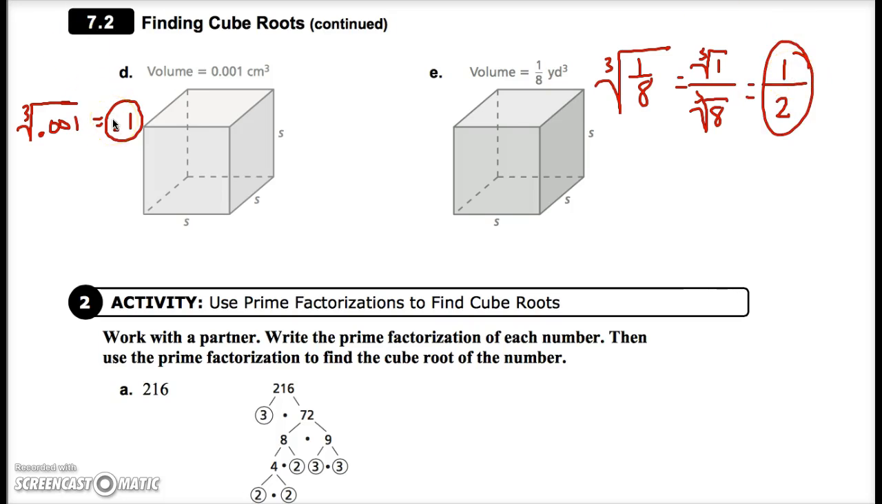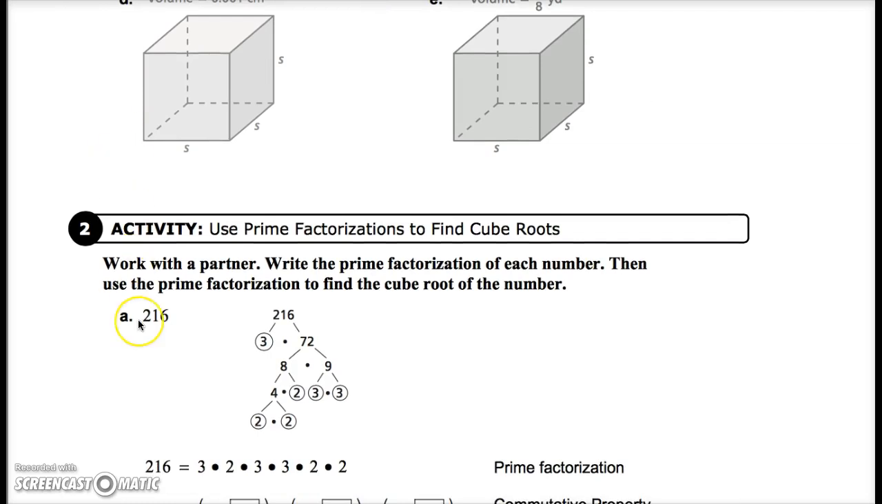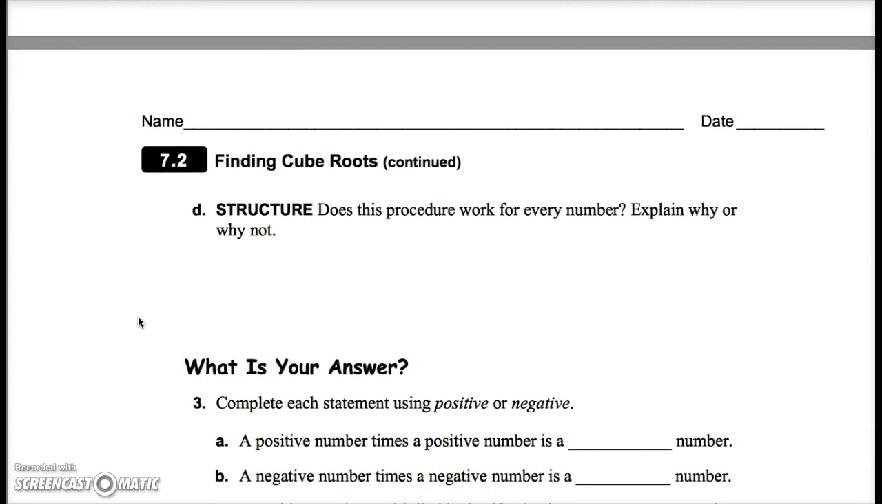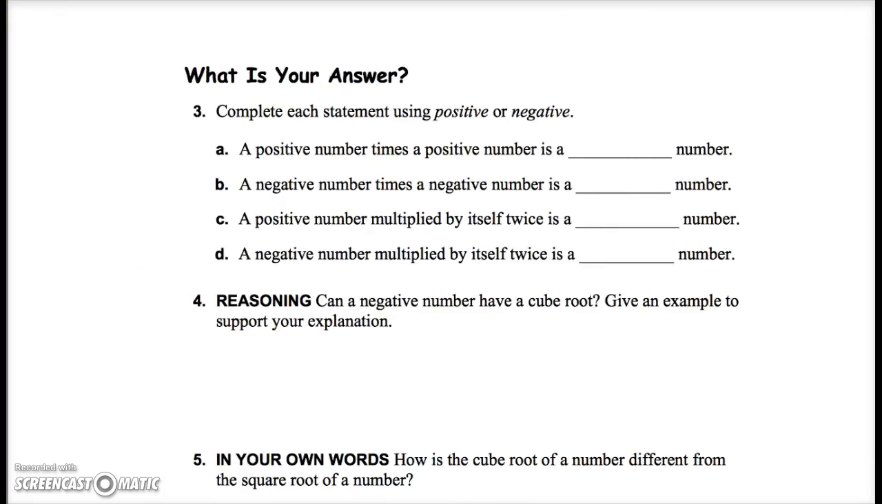Now, we're going to skip over activity 2. We're going to jump right down here to what is your answer. So if you look at number 3, it says complete each statement using the word positive or negative. So A says a positive number times a positive number is a positive number. And I'll just put a plus for positive or a minus for negative. B, a negative times a negative would also give you positive.